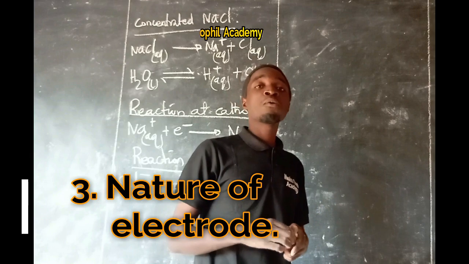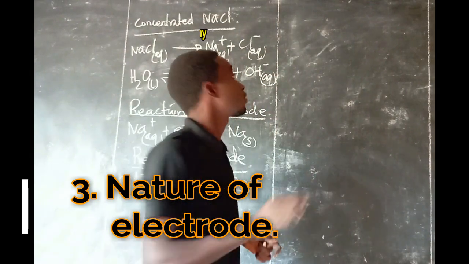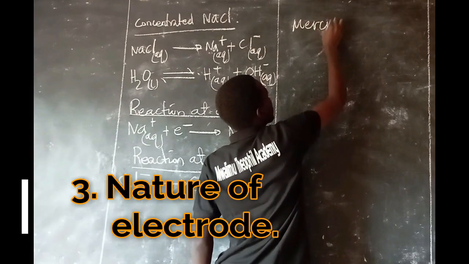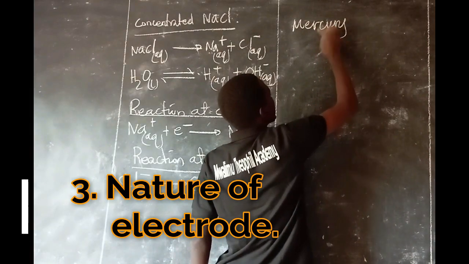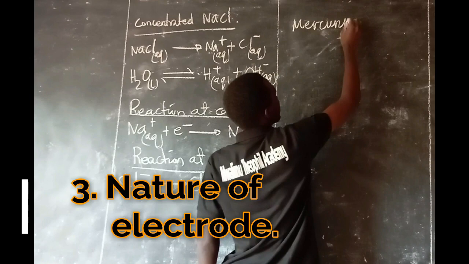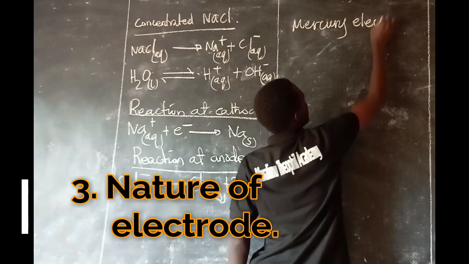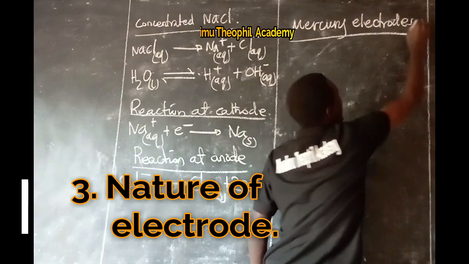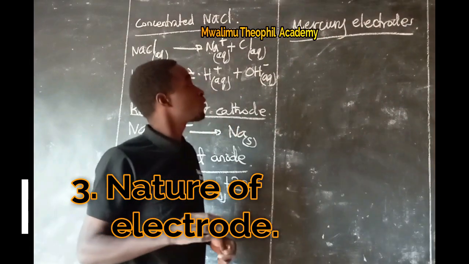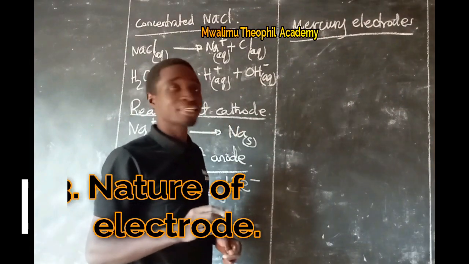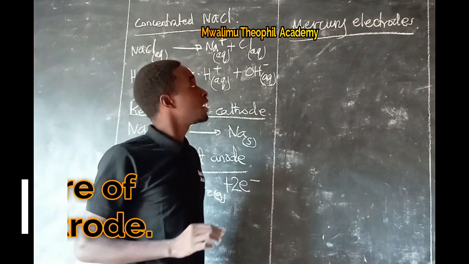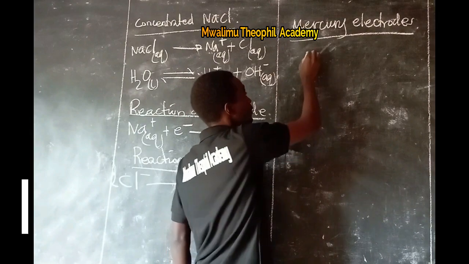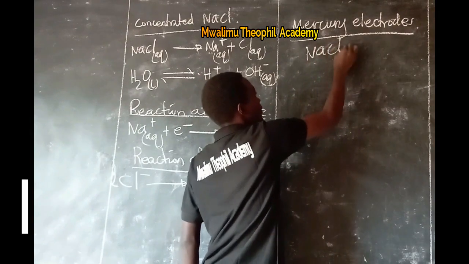Now, let us see what happens when we use mercury electrodes to electrolyze the solution of sodium chloride, especially the reaction at the mercury cathode. Let us see the reaction at the mercury cathode when our electrolyte is sodium chloride.